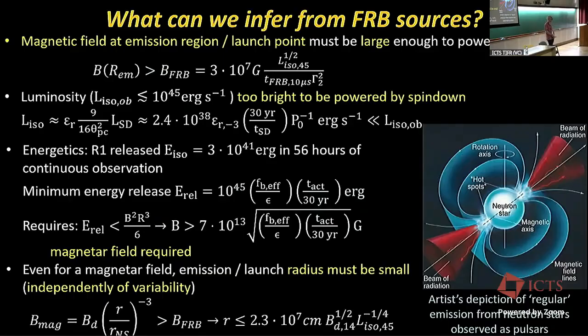Yeah, I have a couple of questions. So one on the model, you explained that repeaters and non-repeaters may be just coming from the same sources with differing activities. How would you explain the pulse width differences?